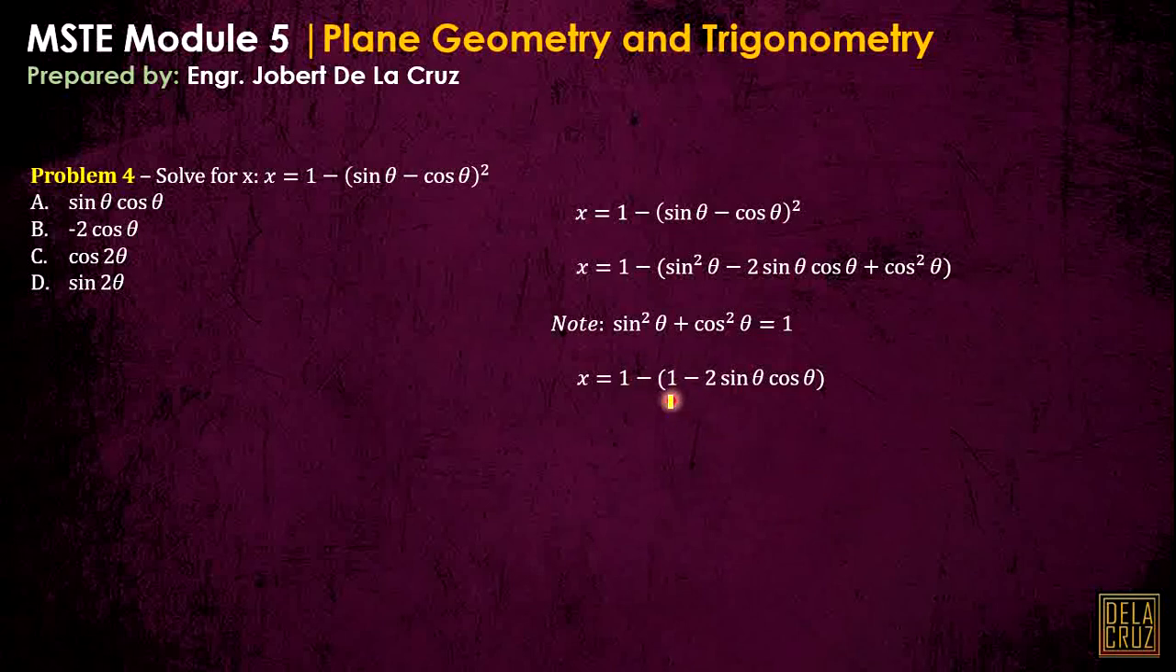Now, 1 minus 1 is 0. So, makakancel natin yung 1 dito. And negative 2 minus 2 is positive. So, ang matitira is 2 sine theta cosine theta. Again, take note, identity, double angle, sine 2 theta is equals to this one. Then we can just simplify this whole term here to 2 sine theta cosine theta.